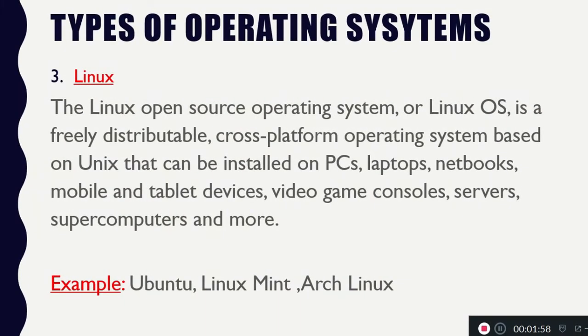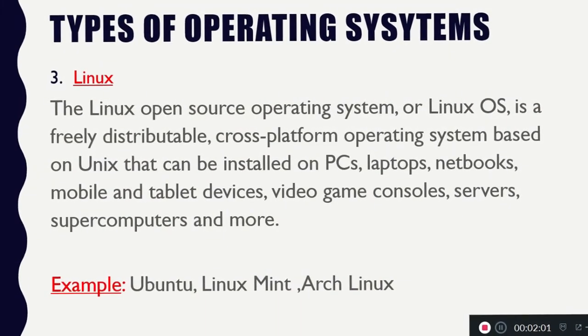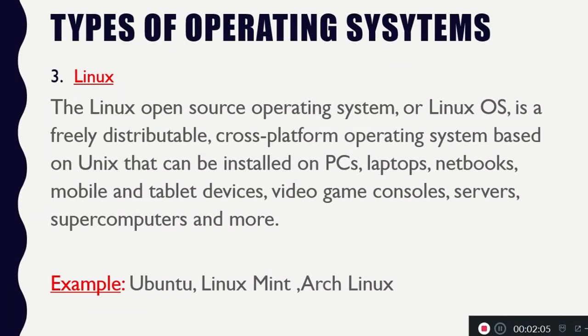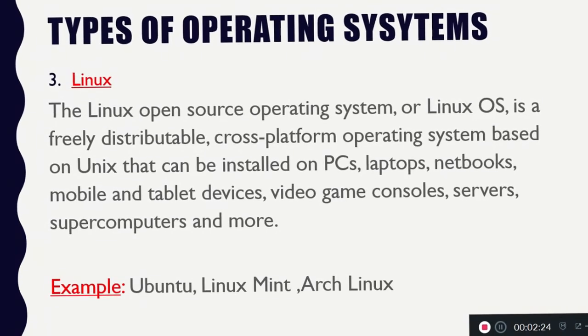The next type of operating system is Linux. Linux is an open source operating system. It is freely distributable and cross-platform, and can work on various things. It even works on mobile devices, on PCs, laptops, netbooks, whatever you want to use with that particular operating system, as well as video gaming consoles and servers. Examples are Ubuntu, Linux Mint, and Arch Linux.